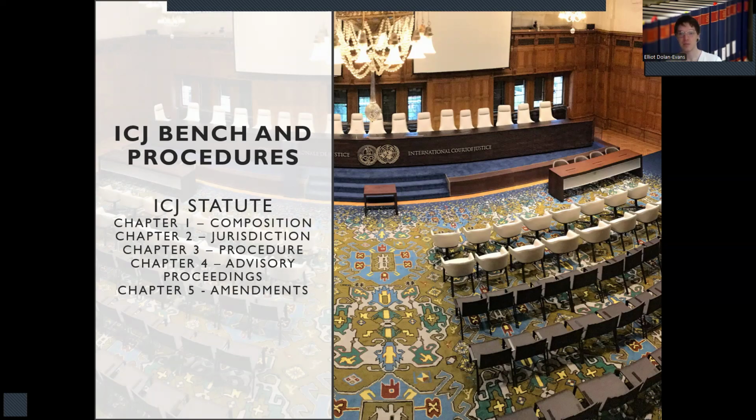But this has been criticized by authors, especially after the Second World War. Many critical authors have said that access to the court is too restricted, and that the statute should be revised to be more in line with modern international law, and also the realities of international relations, where the state is not the only subject of international law itself, and also not the only important subject.